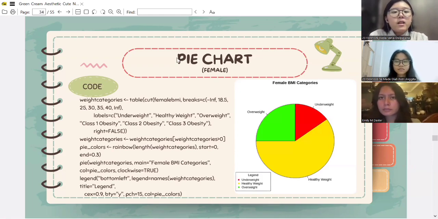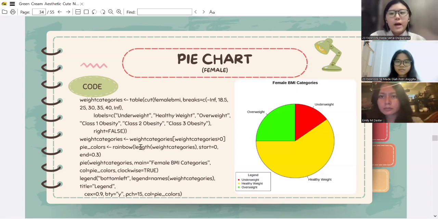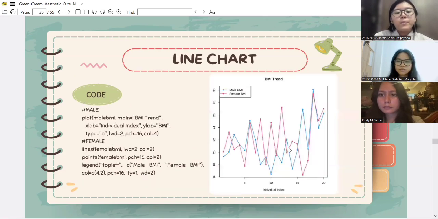Now there's the pie chart for the female one. This code works nearly the same as the previous code, and the only difference is in the color settings and the fact that this code uses the female BMI data. This pie chart shows that most females are of healthy weight, while a considerable proportion are overweight and a smaller proportion are underweight. No obesity is observed in the female sample. Next, we'll move on to the line chart.